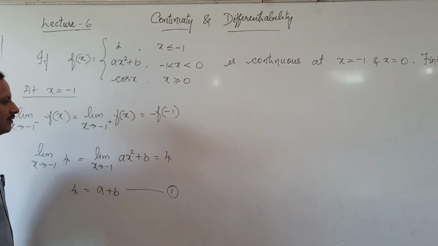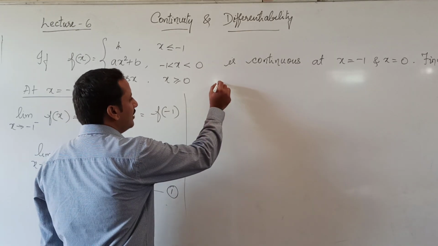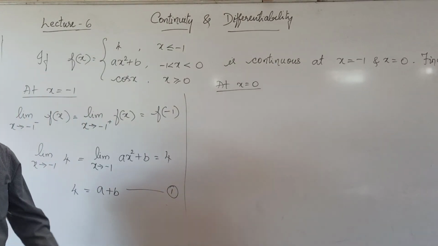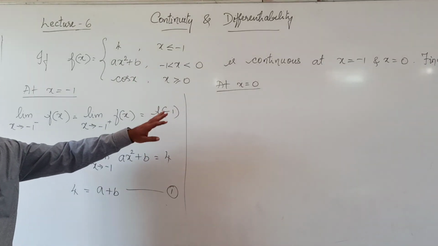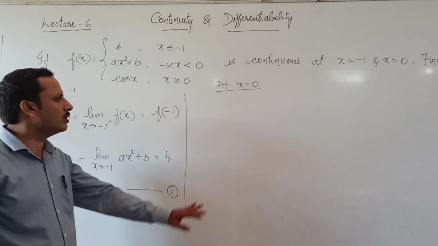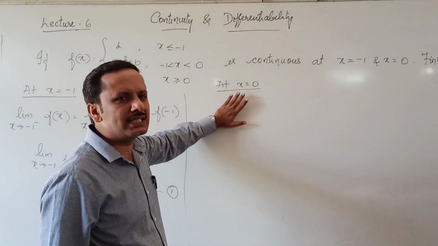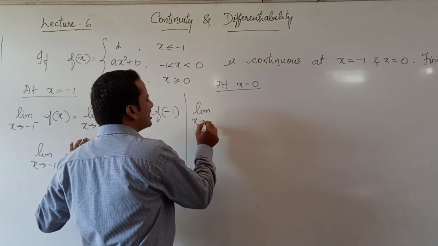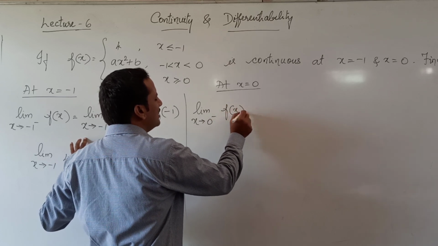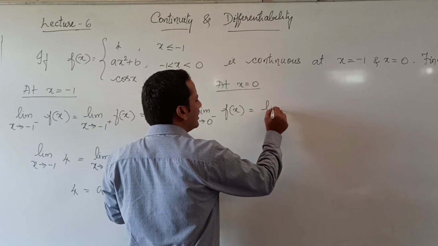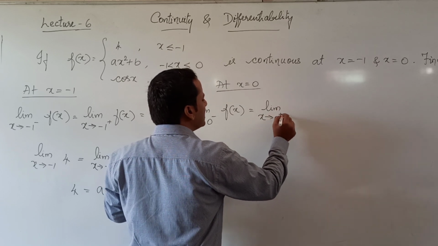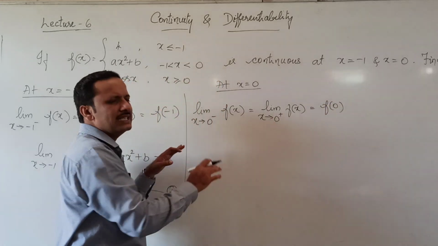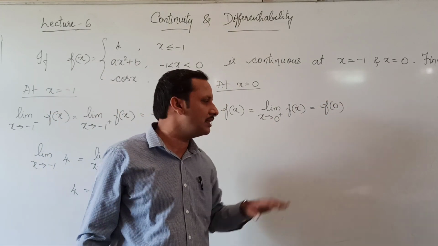Treat this as equation 1. Now, it is also given that the function is continuous at x equal to 0. The function is continuous at x equal to minus 1 as well as at x equal to 0. So now I will consider the continuity at x equal to 0. At x equal to 0, the left hand limit, x tends to 0 minus f of x, is equal to the limit x tends to 0 plus f of x, is equal to f of 0. Left hand limit is equal to right hand limit is equal to the functional value.